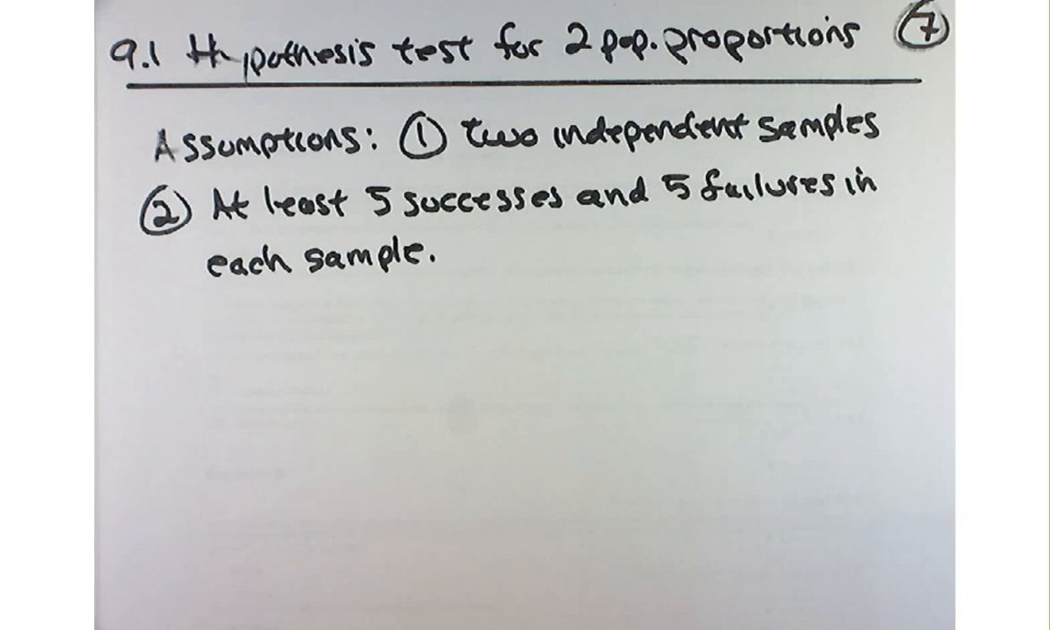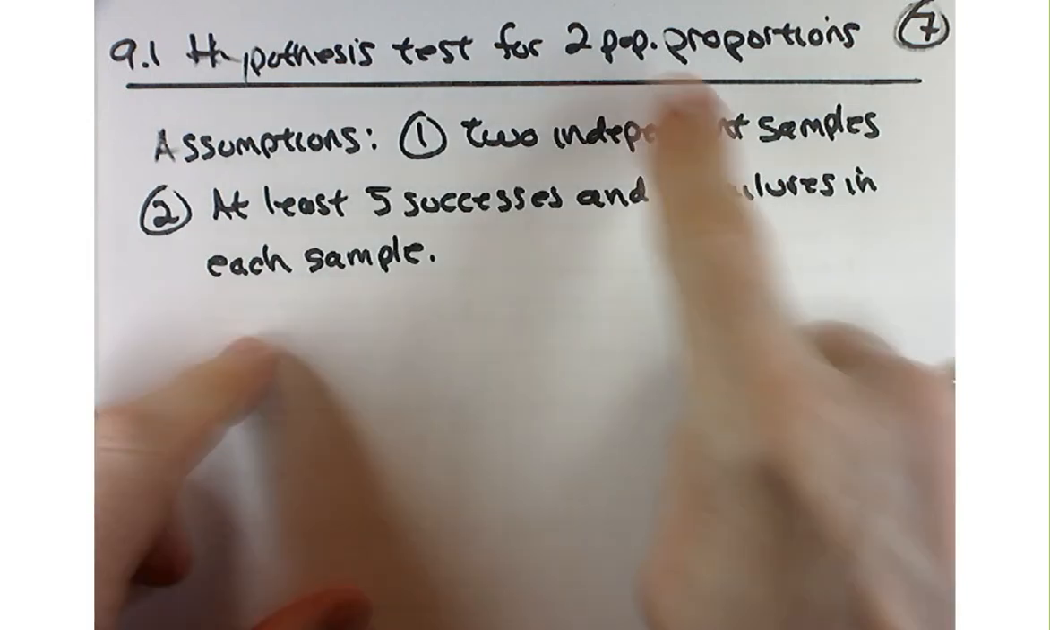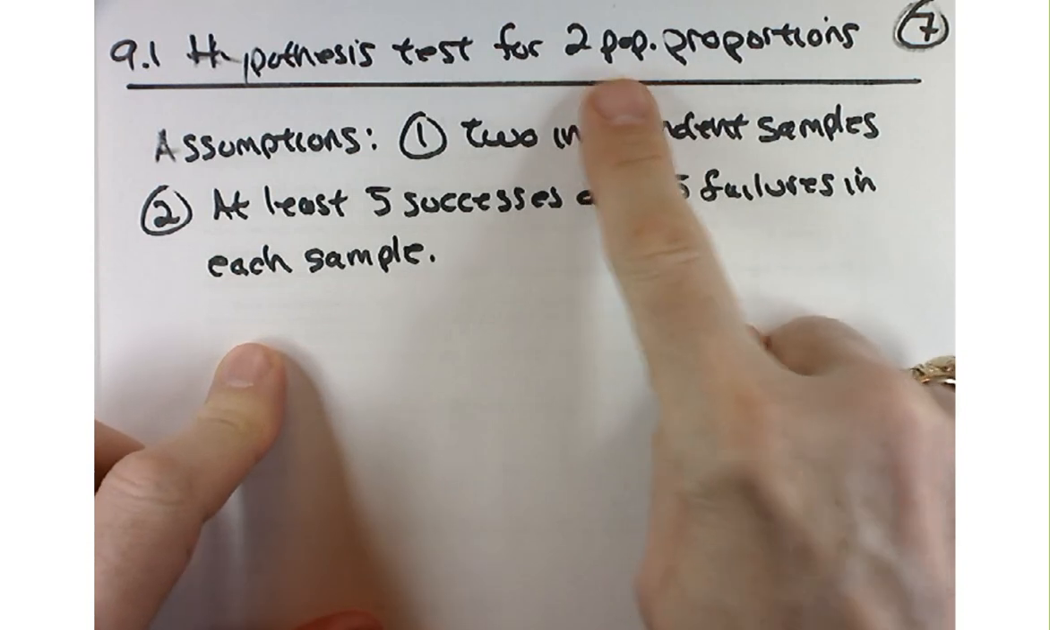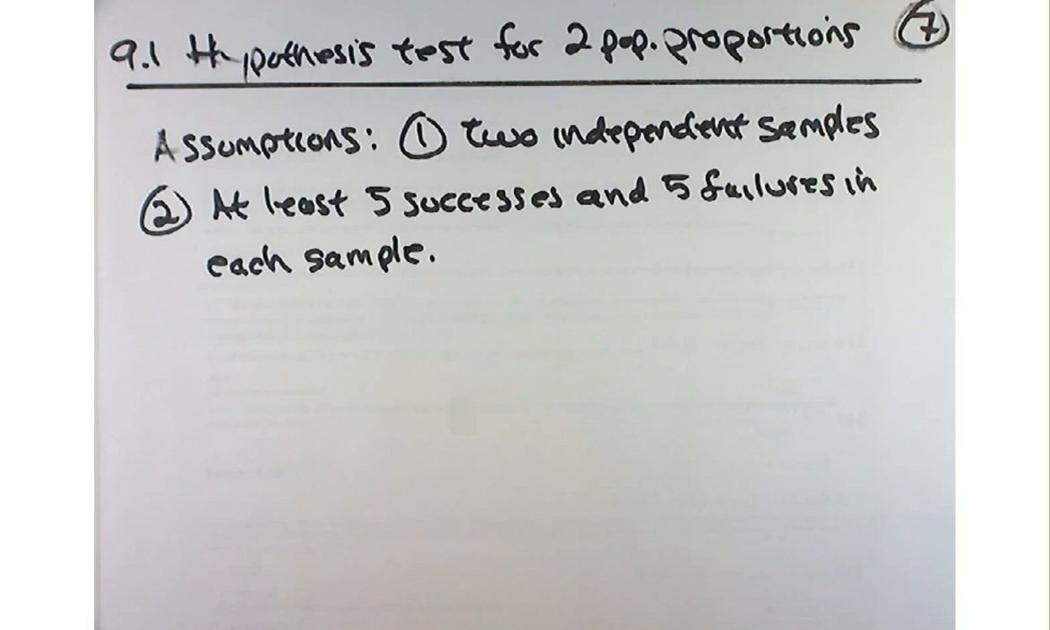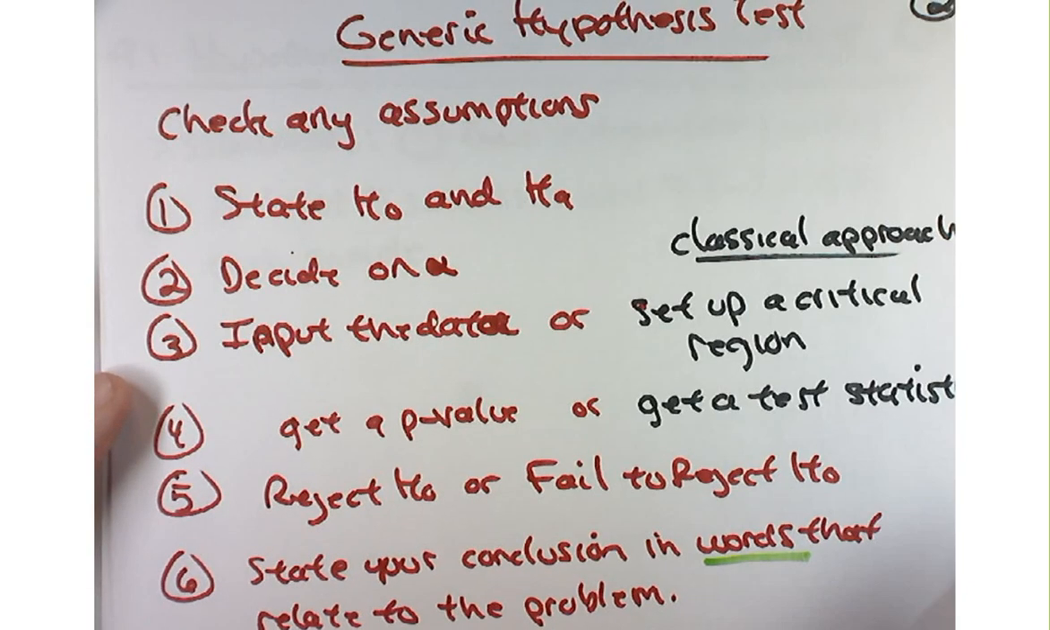So like any hypothesis test, when we're testing two population proportions, you're going to have some assumptions. Our assumptions here are going to be pretty basic. We have two independent samples and at least 5 successes and at least 5 failures in each of those samples. Beyond that, it's going to be pretty much a traditional approach.